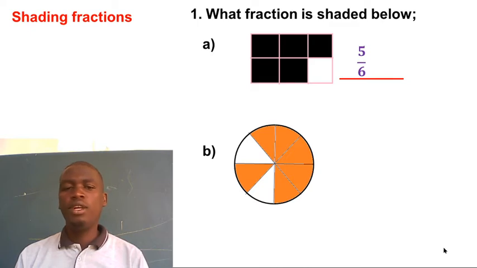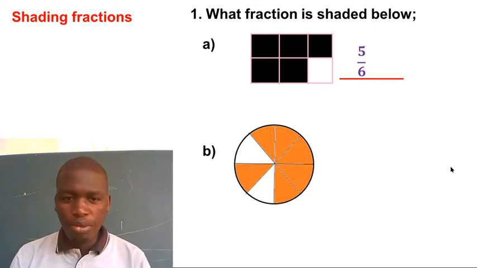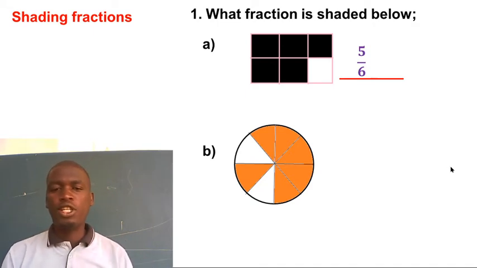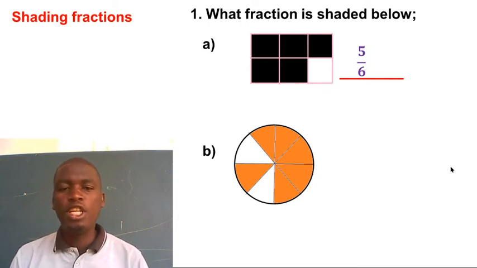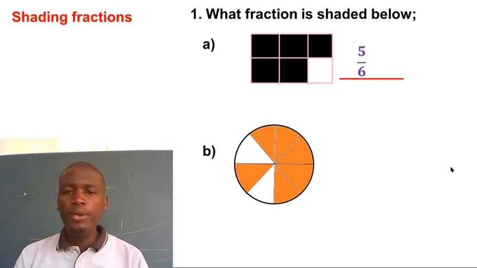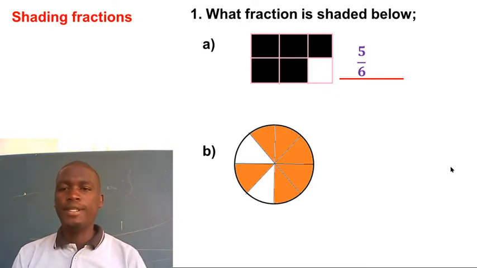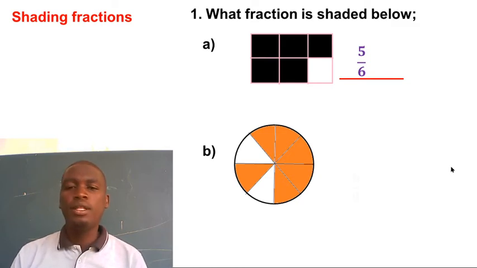And out of the 8 parts, some are shaded. How many parts are shaded? We have 1, 2, 3, 4, 5, 6. Out of the total, 6 parts are shaded. So if 6 parts are shaded, what do we have remaining which are not shaded? 2 parts. So what do we do there? 6 out of the 8. And our answer will be that we shall have 6 out of 8.